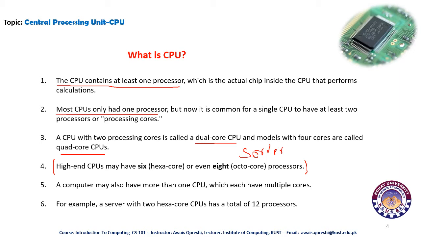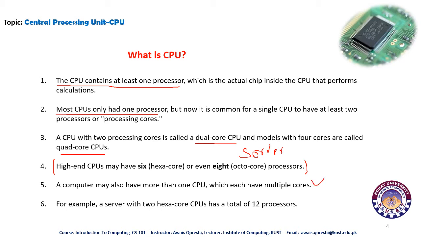For gaming purposes, the processors have either 6 cores or even 8 cores. The 6 core processor is called hexa-core, and the 8 core processor is called an octa-core processor. A computer may have more than one CPU, which each have multiple cores. So I hope you understand this concept.